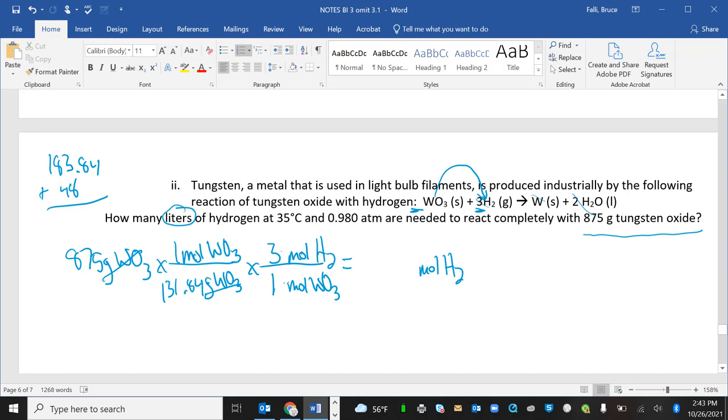But first I'm going to get moles, and then I'm going to do PV equals nRT. So let's see again, sadly, I'm calculatorless. 875 divided by 231.84 times 3. And I get, wow, that's a huge number, 11.32 moles of hydrogen. 875 divided by 231.84 times 3, yep. So that's right.